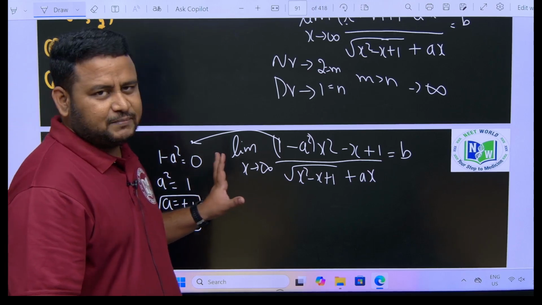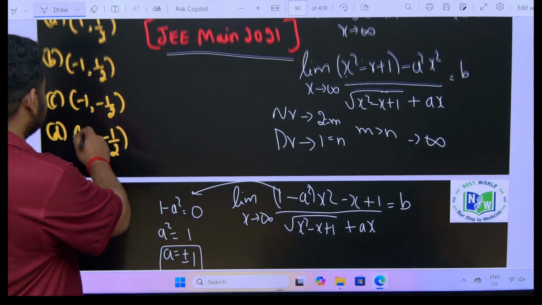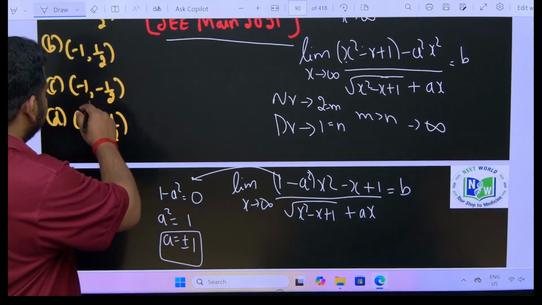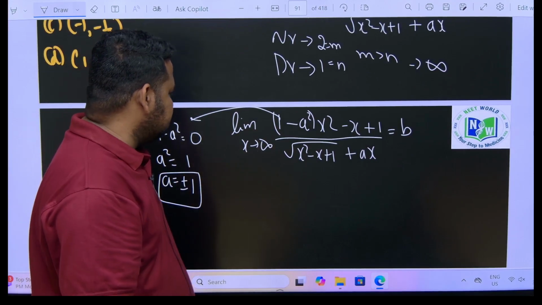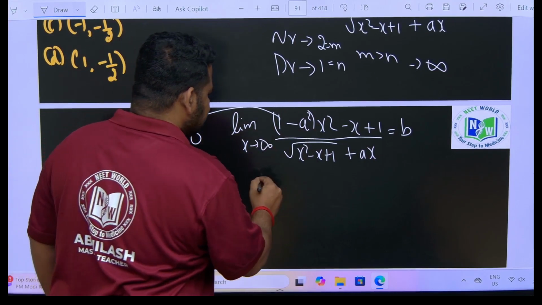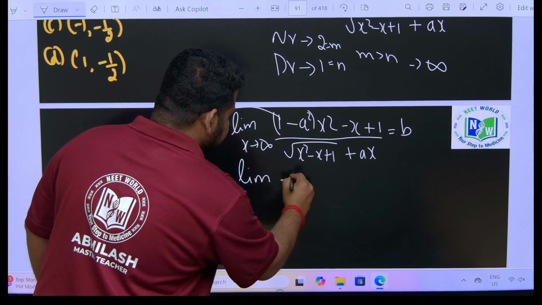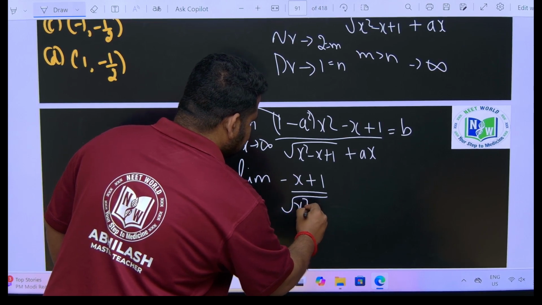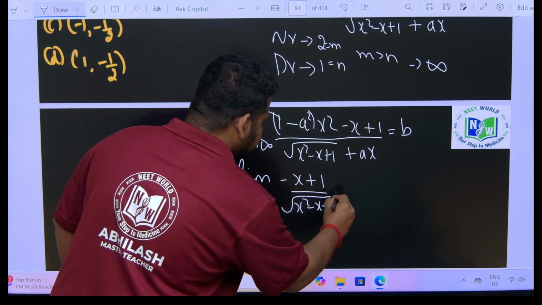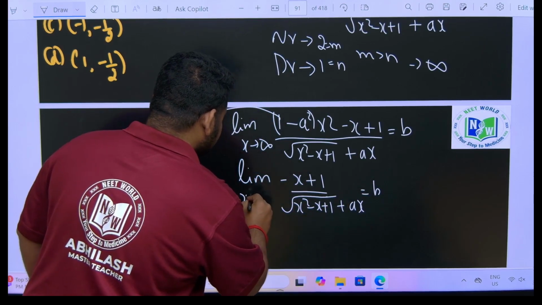Right now I am not able to decide whether it is plus 1 or minus 1. Look at the options: 1 is given, minus 1 is also given, and plus 1 also. We are not able to decide, so let us keep it as it is. Now after removing this, I will have limit as x tends to infinity of minus x plus 1 by root of x square minus x plus 1 plus ax is equal to b.